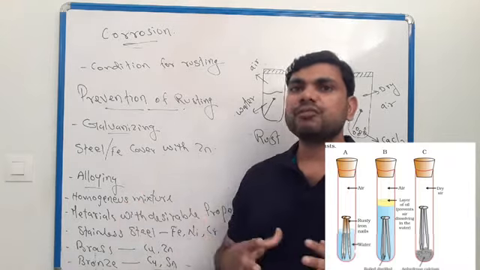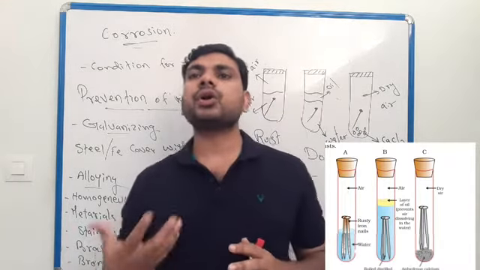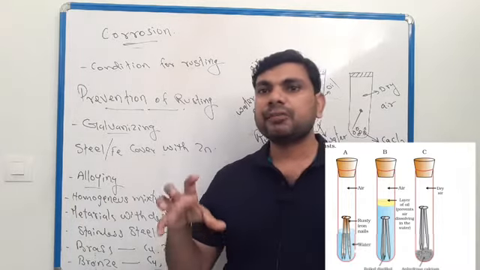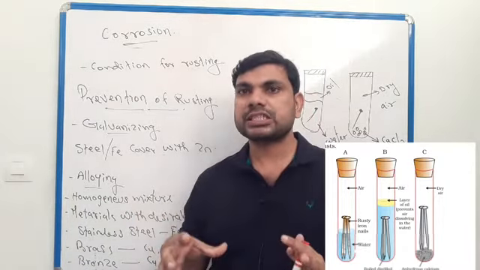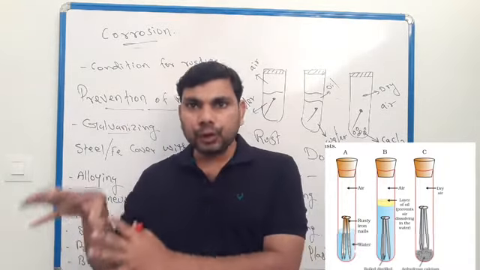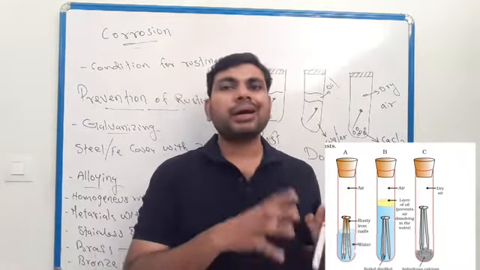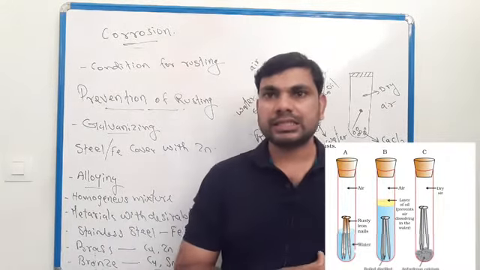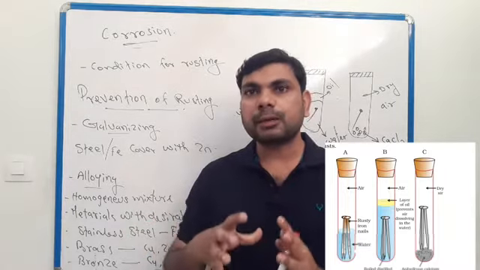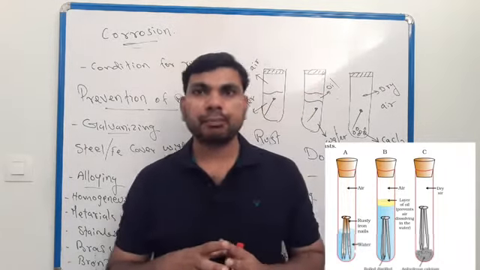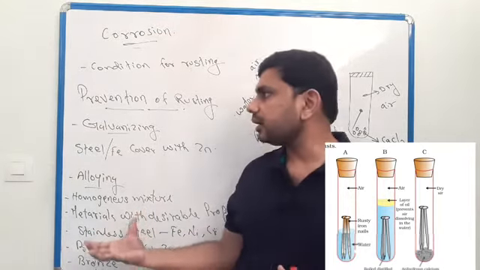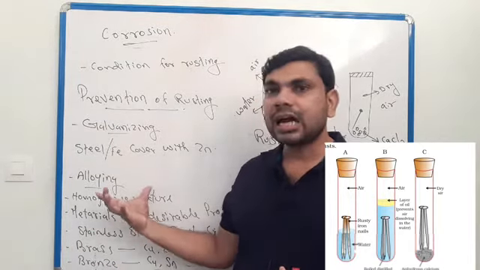a pure metal will be converted into a mixture of metals, and we can improve qualities such as hardness, strength and prevention of rusting. These types of qualities we can improve. But compared to pure metals, alloys are poor conductors of electricity. So these are the two methods to prevent rusting of iron, galvanizing and alloying.